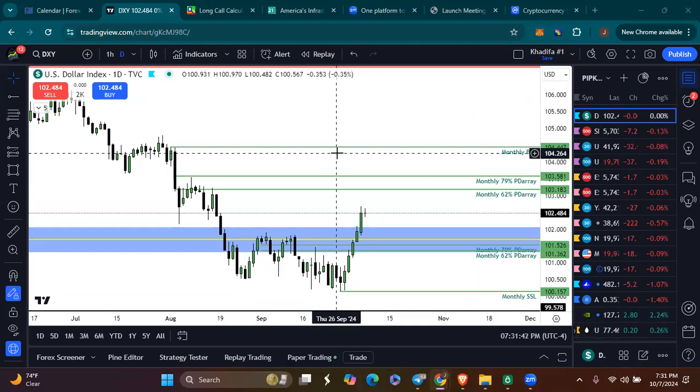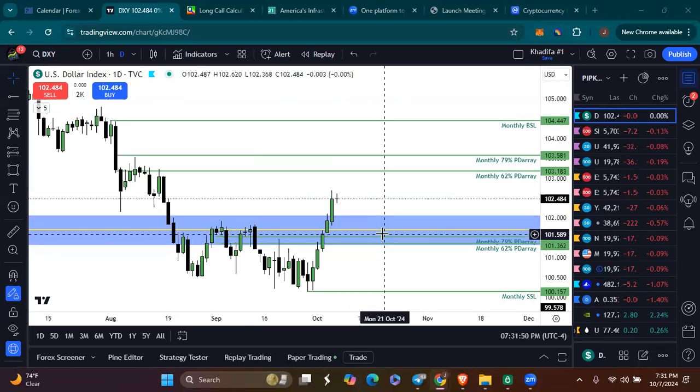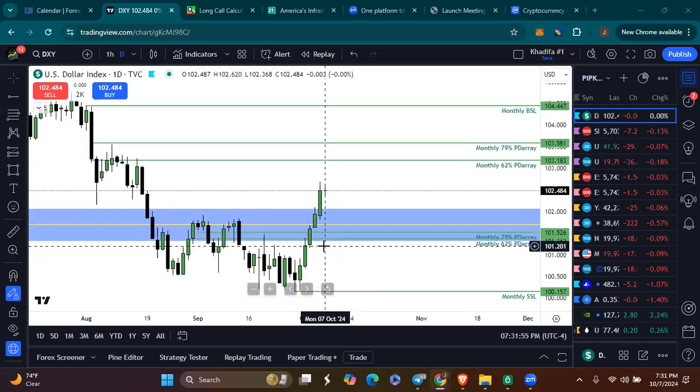So, as always, let's take a look at the dollar index. Looking at the DXY, I told you guys last week that I was bearish, right? My bias for last week was to the downside for the dollar.